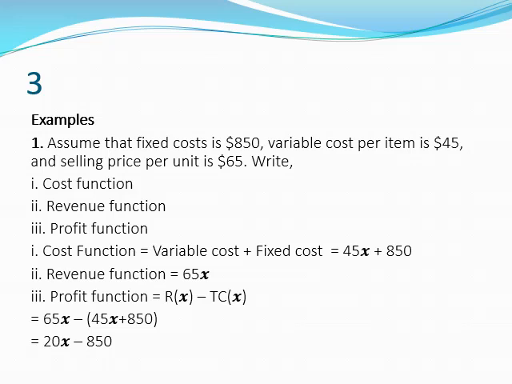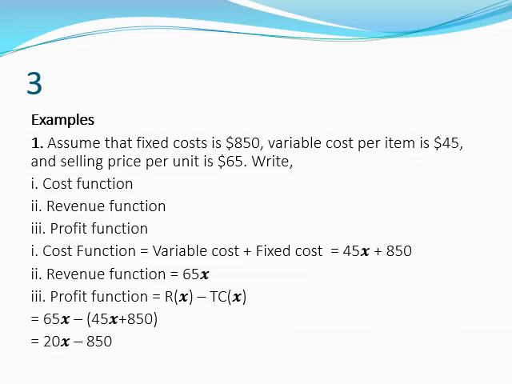The profit function indicates the subtracted relation between revenue and total cost. So profit equals 65x, which stands for TR, total revenue, minus, between brackets, 45x plus 850. 65x minus 45x is 20x, minus 850. These are the functions.